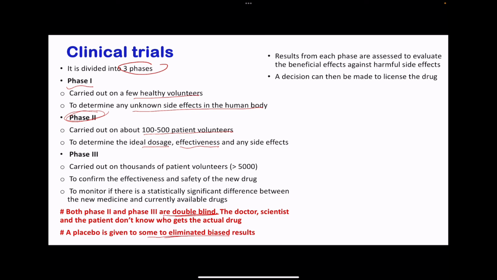Sometimes it's going to be a simple drug like a painkiller, and other times the placebo is going to be the best currently available drug for that specific disease. And that is done to ensure that patients are not deprived from getting medicated, so the placebo could be the best available drug. Results from each phase are going to be assessed to evaluate the beneficial effects against the harmful side effects, and then a decision can be made whether a license can be given or not.